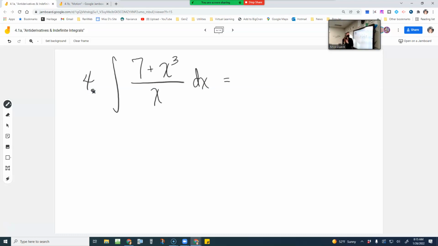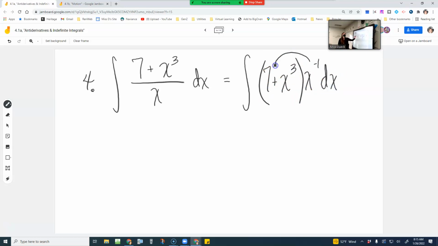What do we need to do? What can we do to rewrite? I'm not going to red. I'm not solving it. Yeah, I can think about it as an x to the negative 1 if you like thinking about it like that. And we could distribute. What's the other way of thinking about it?